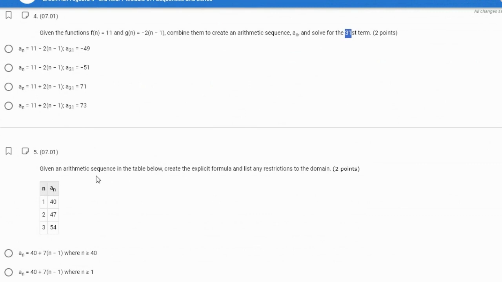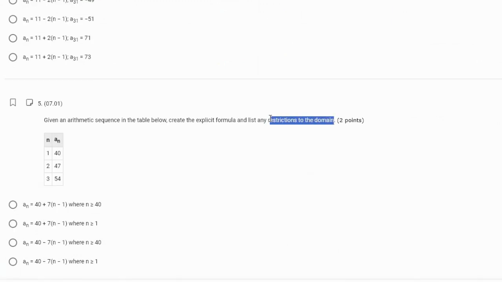And then this last one, given an arithmetic sequence, here's the sequence, 40, 47, 54, first term, second term, third term. Create an explicit formula and list any, here it is, restrictions to the domain. What's the domain of this sequence? Hint, we've talked about this, it's the n's. So which one of those apply? N has to be what? Look, there's even N right there, and they're asking you about n's.